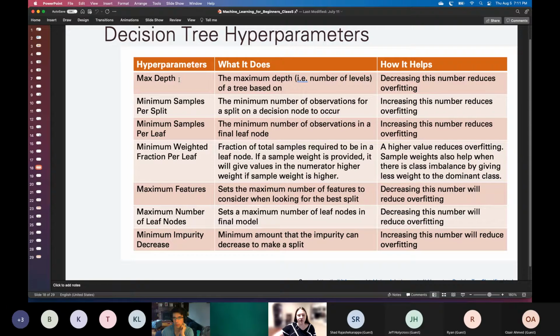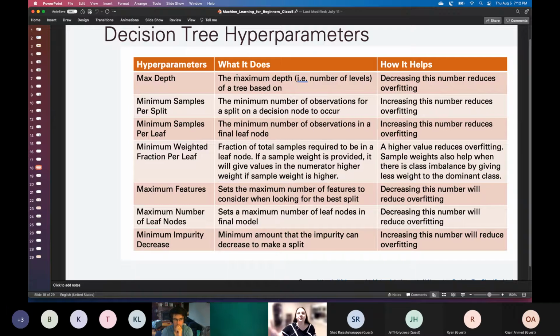Max depth is usually the one that makes the most difference, and my ending model usually includes it, either by itself or with another hyperparameter. It generally makes a big difference in model accuracy. It helps to control overfitting. So the maximum depth, i.e. the levels of a tree, that is max depth.